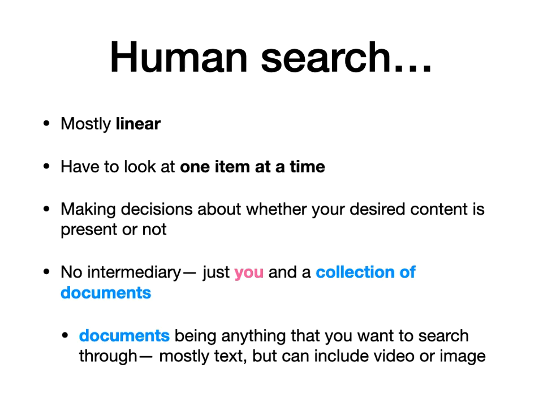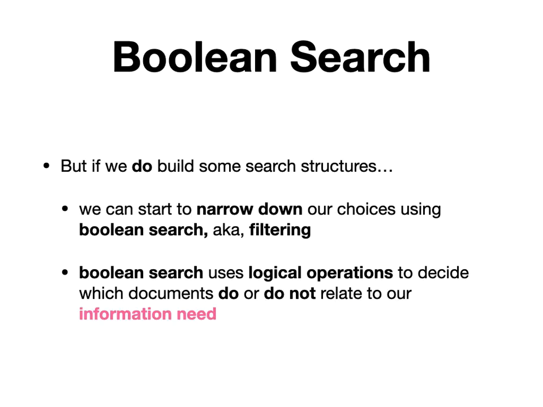So the first step forward in trying to get access to information from the big broad world is Boolean search, also sometimes referred to as filtering. So Boolean search is this method of narrowing down all of our possible choices using Boolean operations. So we can use these logical operations to decide which documents in the world, in our collection of documents, do or do not relate to our information need, right? So let's talk about how this works. How do we get away from just straight up linear search?